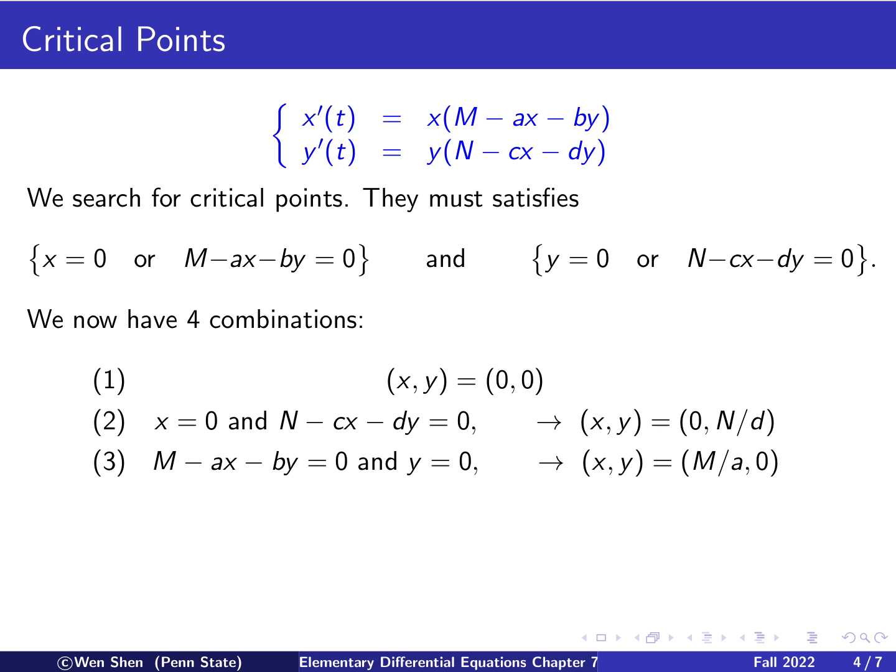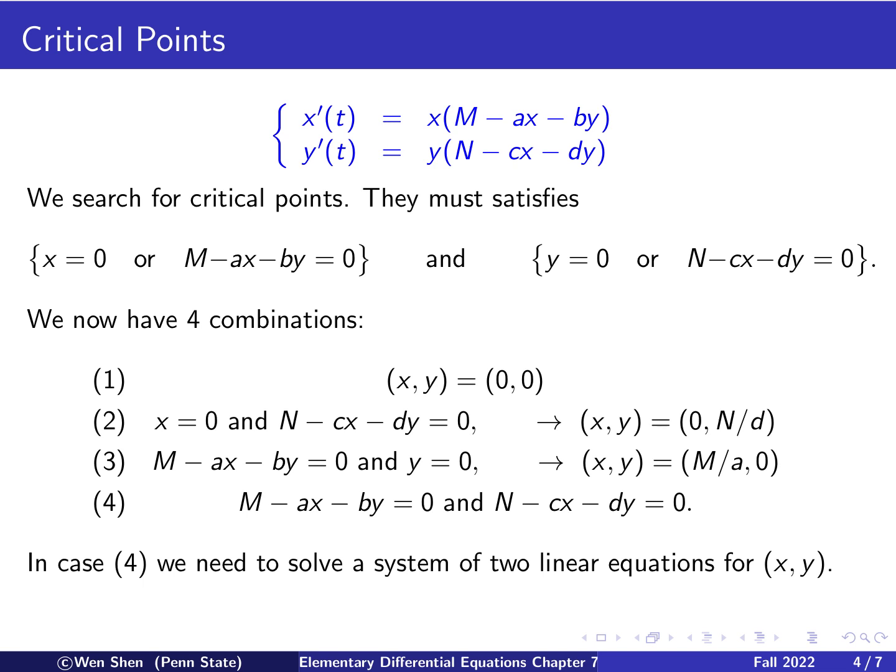Now the third combination will take this one, which we list here, and then the first one here, y equals 0. So we can put y equals 0 and solve for x, which will be m over a. So we'll have (m over a, 0) as the third critical point. This is the point where in the habitat the species y does not exist, so x lives alone and it has reached the maximum capacity and it doesn't grow anymore.